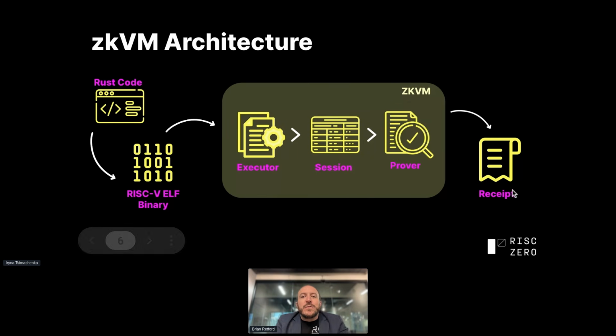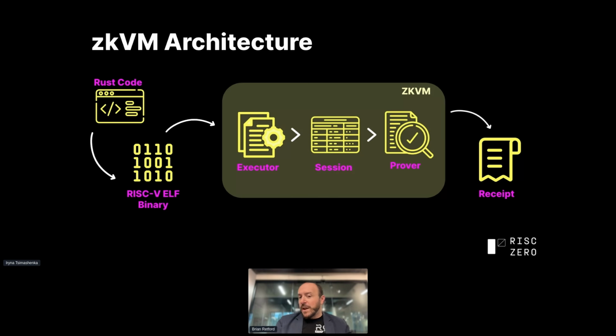So what does using the ZKVM look like? You write regular Rust code. There's a certain way that we tend to structure it, so there's a host and a guest, and I think Iryna will get into all of that. But it really is just Rust code, and a standard compiler produces something called an ELF.